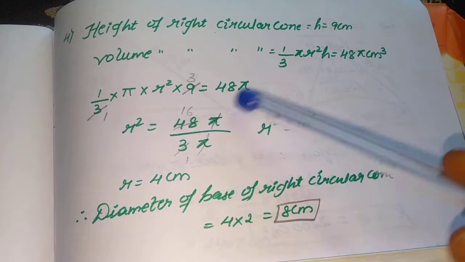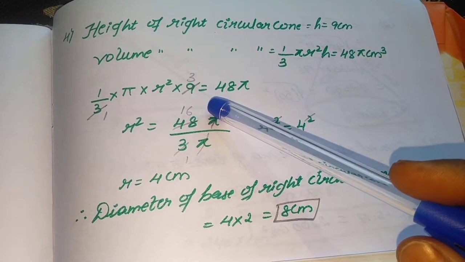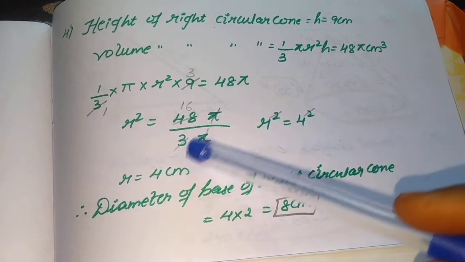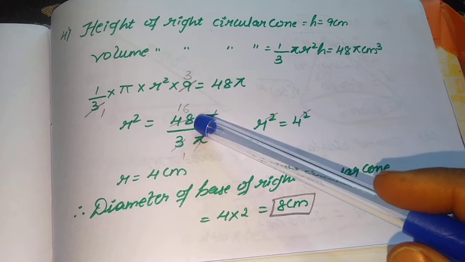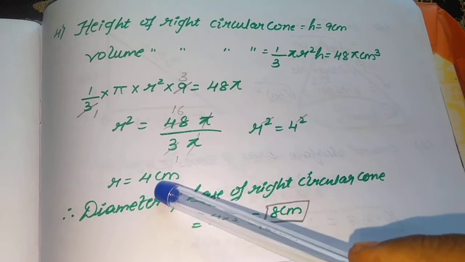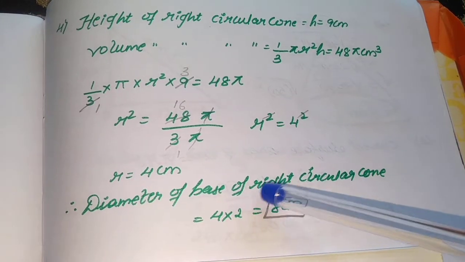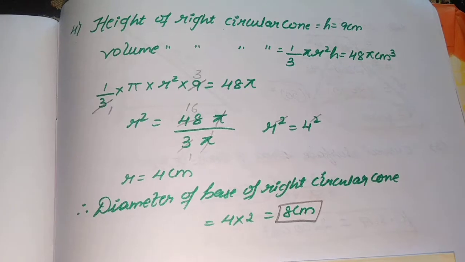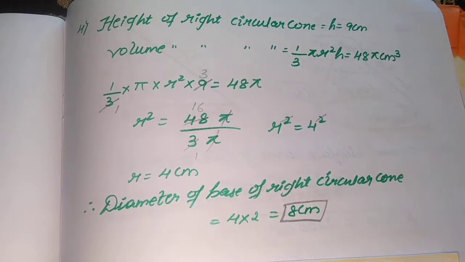3 1s are, 3 3s are 9, here gets cancelled. Remaining 3 in the numerator comes to the denominator. Pi gets cancelled. 3 1s are, 3 16s are 48. Whose square is 16? 4 square. Hence radius is 4 centimeters. But they have asked to find the diameter. Hence 4 2s are 8 is your diameter of the right circular cone, children.